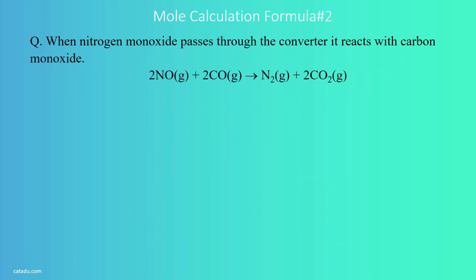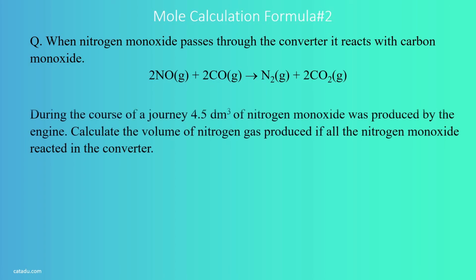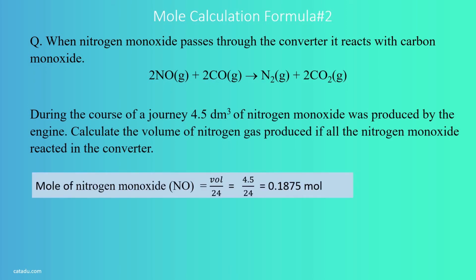Nitrogen monoxide and carbon monoxide react in the catalytic converter, making nitrogen gas and carbon dioxide gas. In this case, the volume of NO, that is nitrogen monoxide, is given as 4.5 dm cube. So the formula we know, volume divided by 24, gives the mole of nitrogen monoxide, 0.1875 mole. So the mole of nitrogen we have to find out.